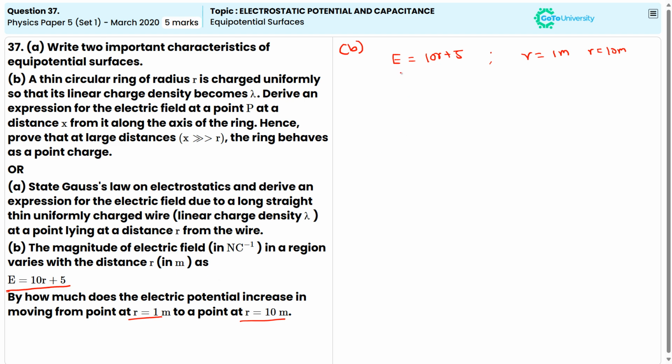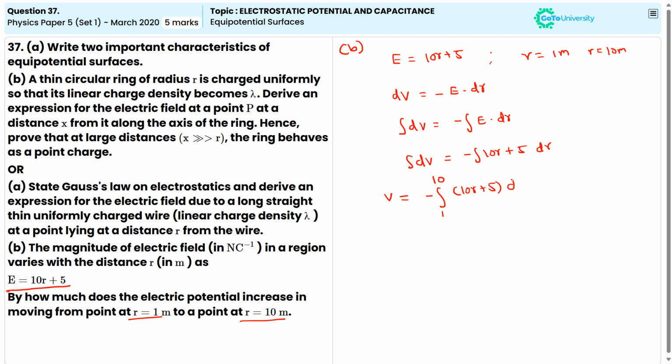So let us take E equal to 10r plus 5. So we have dV equal to minus E into dr. If we integrate on both sides, we get V equal to minus integration of E into dr. We know that the value of E is 10r plus 5, so we get minus integration of 10r plus 5 into dr, with the limits from r equal to 1 to 10.